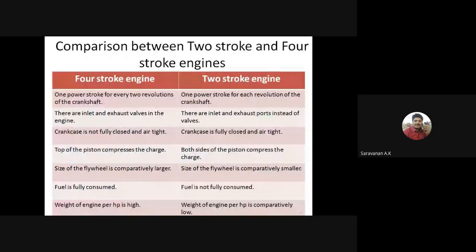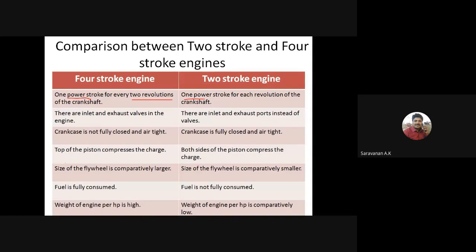Then the difference between the two-stroke and the four-stroke engine, right? What are the differences? For the four-stroke engine, we get a power stroke in 2 revolutions of the crank. But in the two-stroke engine, within 1 revolution, we get 1 power stroke.